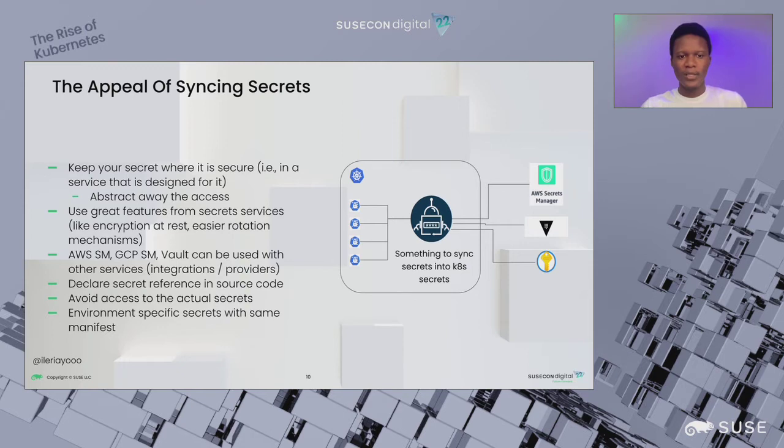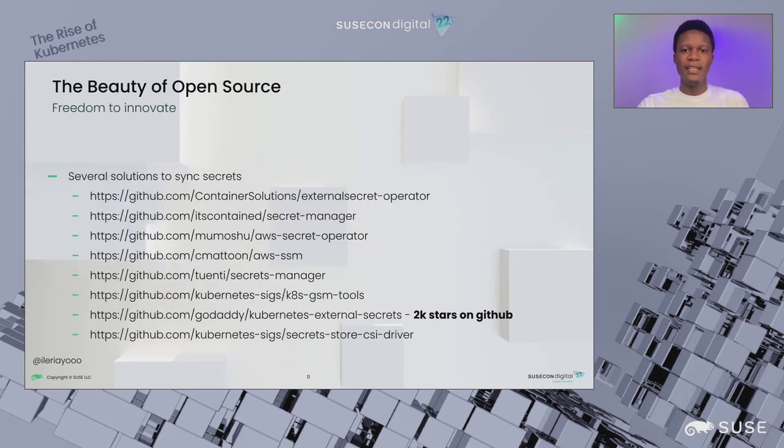So another thing is that you may already have secrets before coming to Kubernetes, and you don't want to have duplicated work. So it just makes sense to synchronize your secrets. You can integrate with those platforms and just synchronize your secrets. Yeah, and of course, that's a very, very good benefit. You can declare a secret reference in your source code, and the developer doesn't have to know exactly what that secret is. All right. So there's a whole lot of benefits in this.